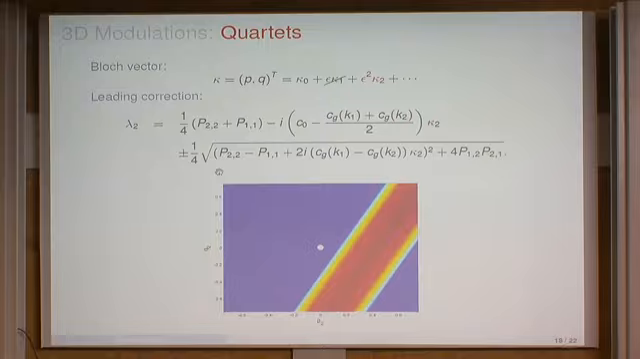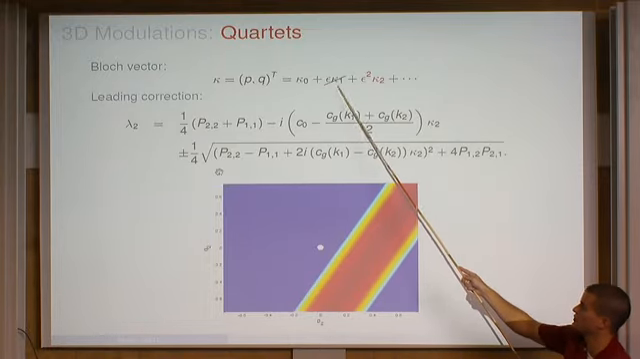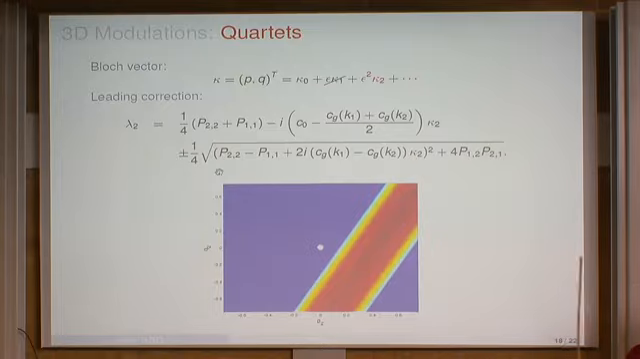And quartets have, again, a similar picture. This is now the P2Q2 plane. So again, you don't get quartet instabilities if you try and scale the modulation with epsilon. You have to scale the modulation with epsilon squared.